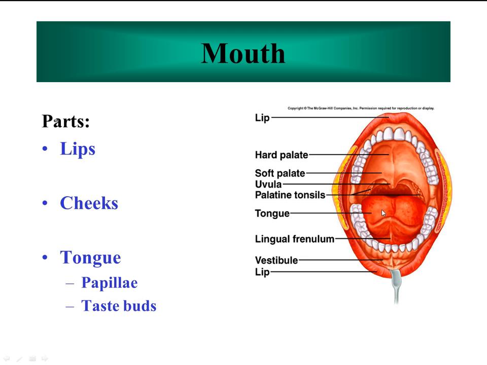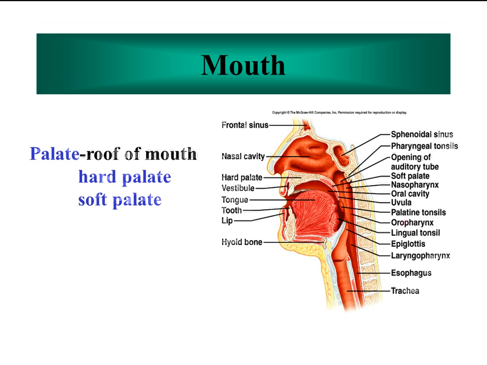On the tongue you have papillae, which are undulated, and lining the valleys of the papillae are taste buds. They look like sectioned onions. You have the hard palate, the bone part, and then the soft palate is in this area here, the soft part with the uvula.